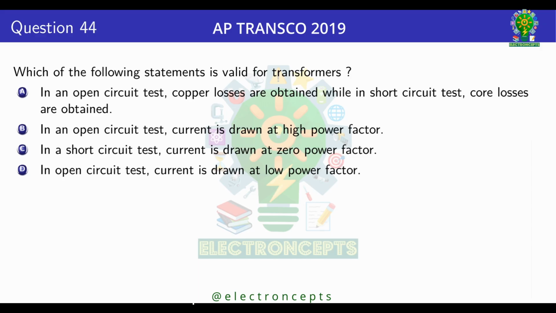Question number 44. Which of the following statements is valid for the transformers? There are a few statements mentioned in the options from the open circuit test and short circuit test. The open circuit test measures core losses, not the copper losses, and in the open circuit test, the transformer draws only no load current, which is highly inductive due to the magnetizing component, that is, at no load, the power factor is very low. Similarly, during the short circuit test, the current is at rated load conditions and the power factor is non-zero. From this, going through the options, we can say that option D is correct.